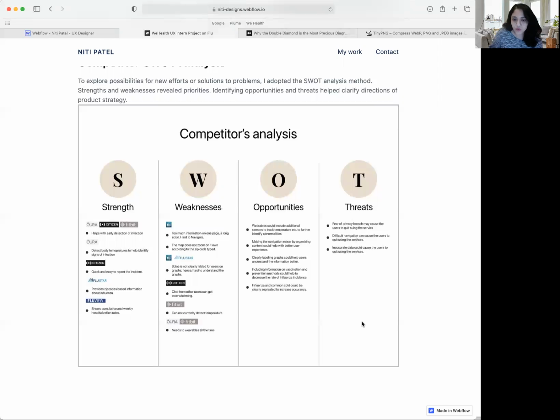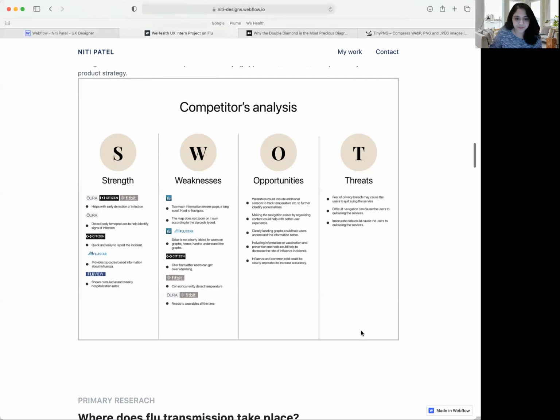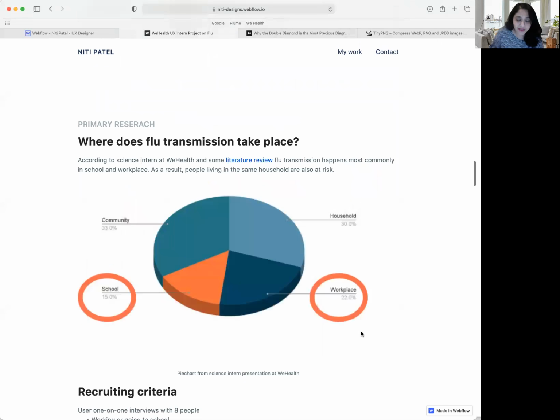Major threats were the fear of privacy, difficulty in navigation, and accuracy issues. If these things occur, they will quit using the app. And my primary research, which I will go over in a little bit, also stresses a lot on privacy and navigation issues and accuracy. So next is primary.